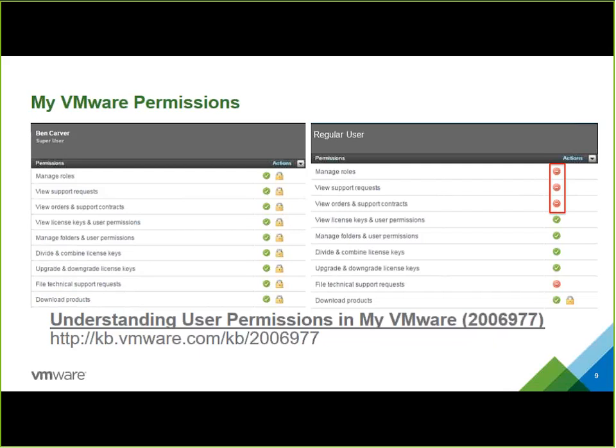Moving over to the right side of the screen, a red circle means that the user does not have permission granted to them. A green circle means that the user has their permissions granted. A lock means that you are unable to modify or change this permission for this user.